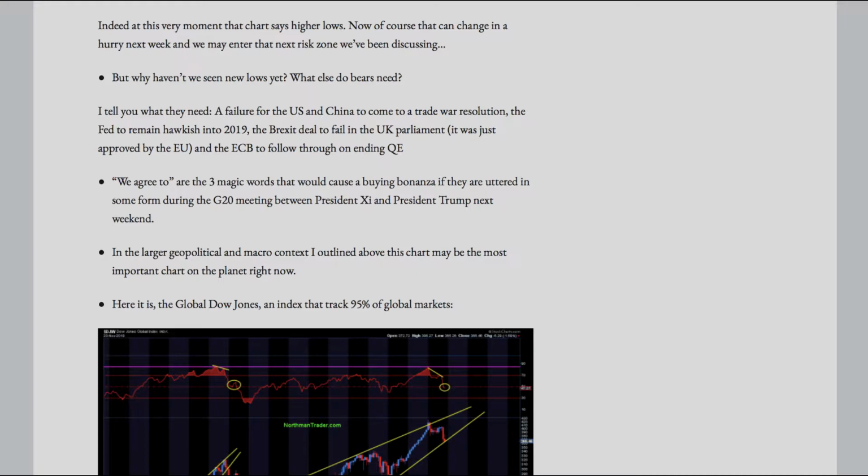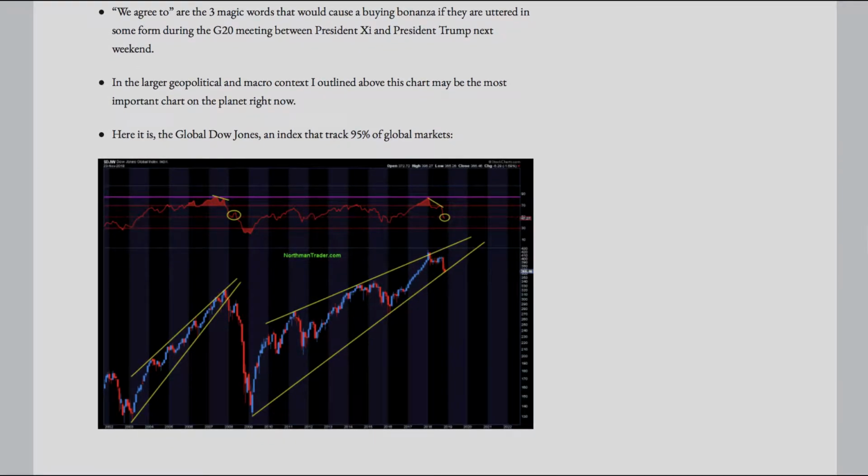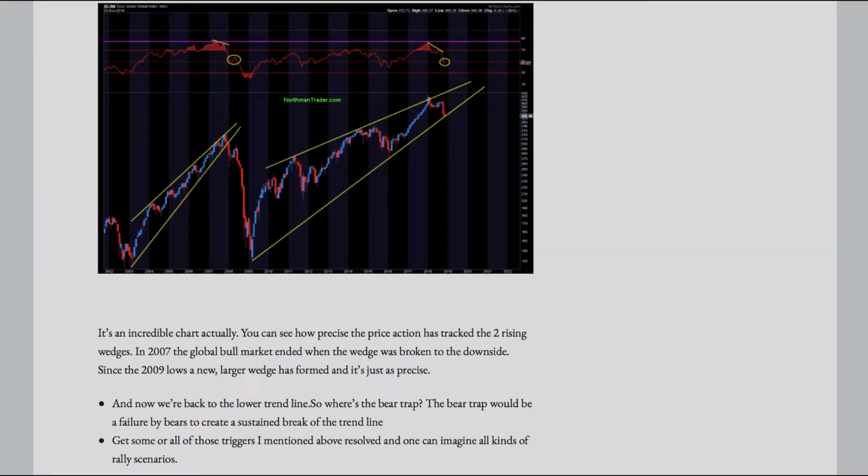"We agree to" are the 3 magic words that would cause a buying bonanza if they are uttered in some form during the G20 meeting between President Xi and President Trump next weekend. In the larger geopolitical and macro context I outlined above, this chart may be the most important chart on the planet right now. Here it is, the global Dow Jones, an index that tracks 95% of global markets.